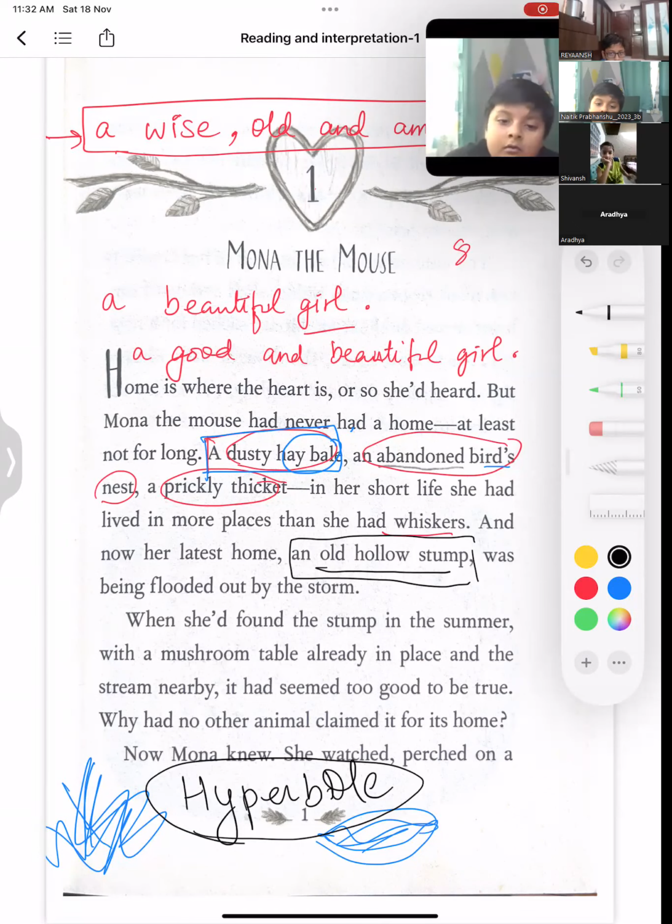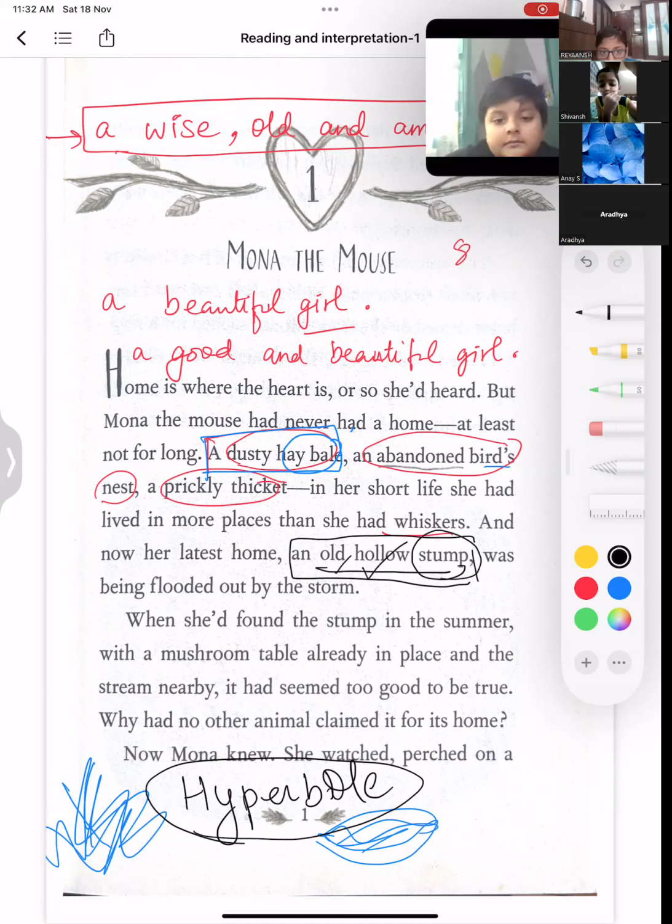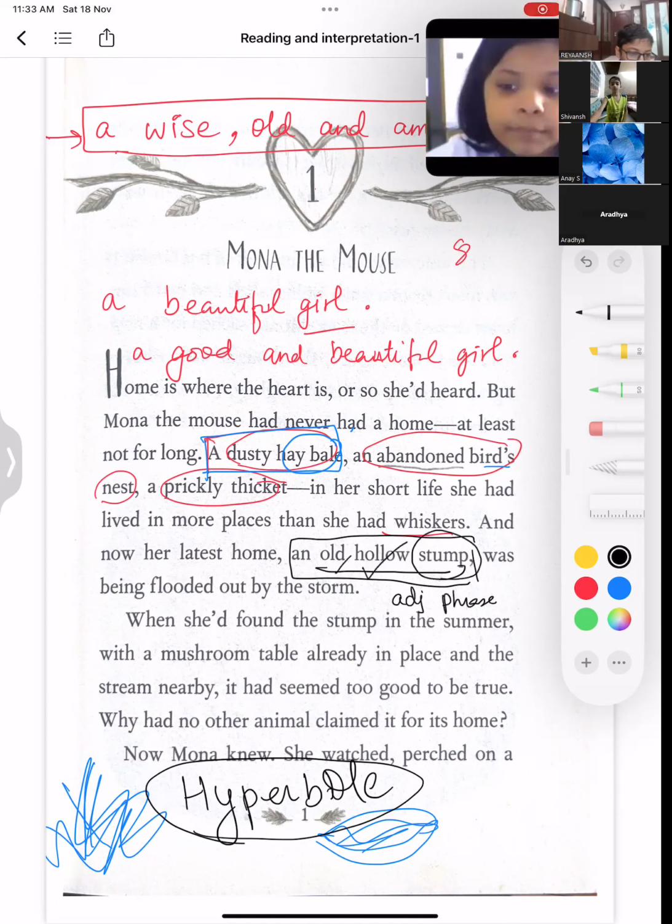An old hollow stump. Old is also adjective, hollow is also adjective, and stump is a noun. But if we look at it together, it's going to be an adjective phrase. Okay? Now we have senior kids over here. They can always correct me if I go wrong. So do you agree this is an adjective phrase? Yes, ma'am. Okay, thank you.